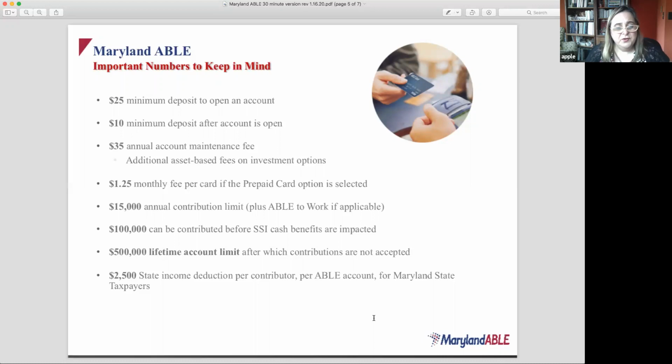And the $2,500 state income deduction per contributor per ABLE account for Maryland state taxpayers is something that's only going to be available to folks who pay Maryland state taxes or reside in Maryland. So if you have a family member, grandma or grandpa, that lives in Florida and they make contributions to the ABLE account, they're definitely able to do that, but they're not going to be able to benefit from that income deduction because they don't pay Maryland state taxes.